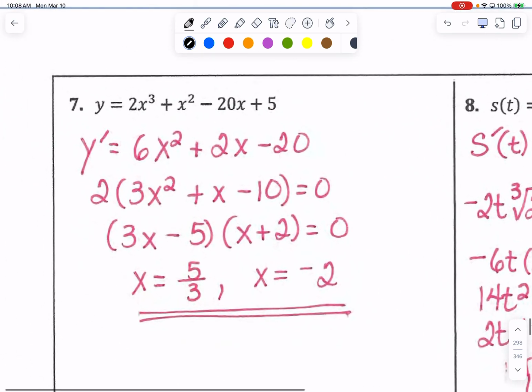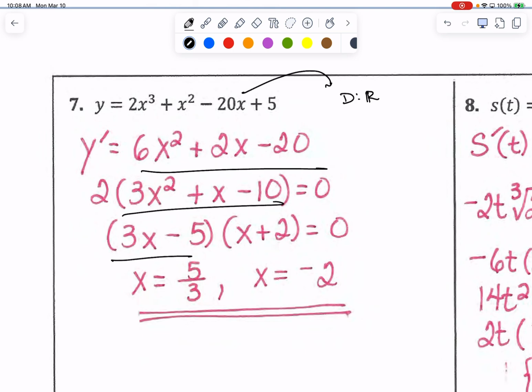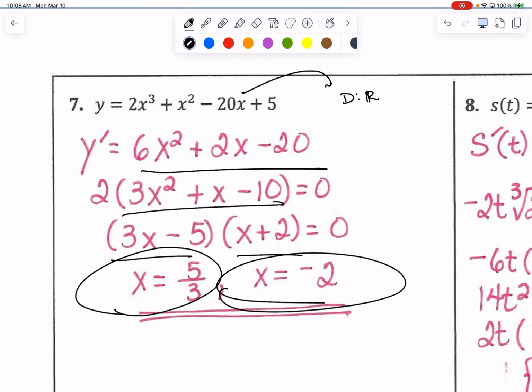Here's the nice thing. Look at number 7. Everybody can do the domain for 7. What's the domain for 7? Double bar R. That one's easy, so you don't have to throw out anything. So you took a derivative, factored it, set it equal to 0, got 5/3 and negative 2. How many of you got those for critical values? Me too.